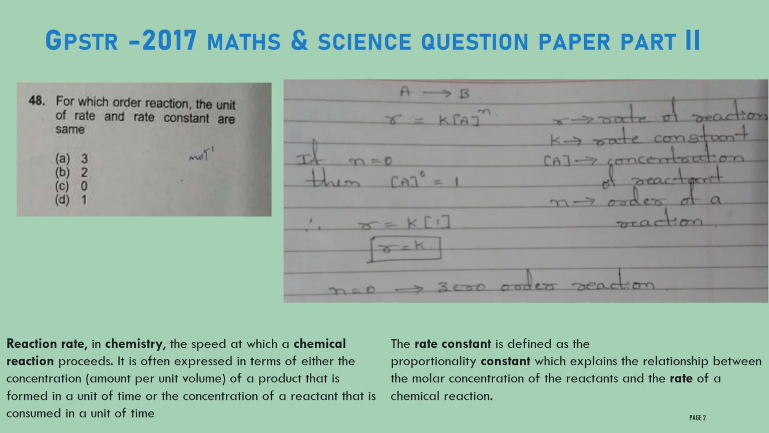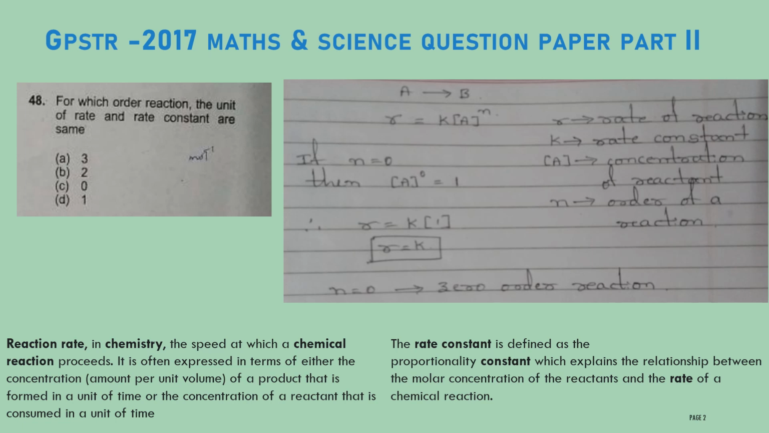Then let us see what is meant by a rate constant. Rate constant is defined as the proportionality constant. Here the rate of a reaction R is directly proportional to the concentration of the reactant. If you want to remove this proportionality, we have to introduce one constant. That constant we call the proportionality constant K. It establishes the relationship between the molar concentration of the reactant and the rate of a chemical reaction.